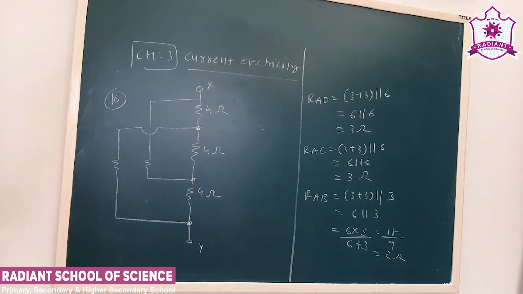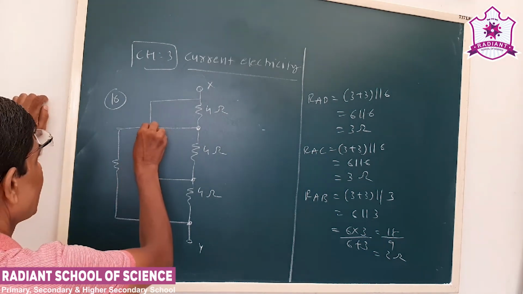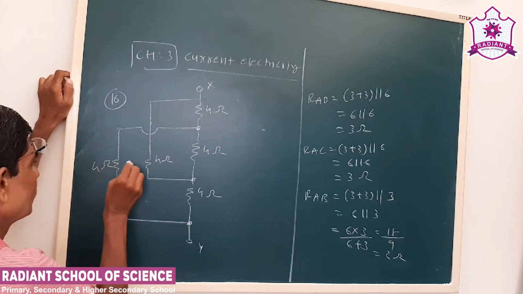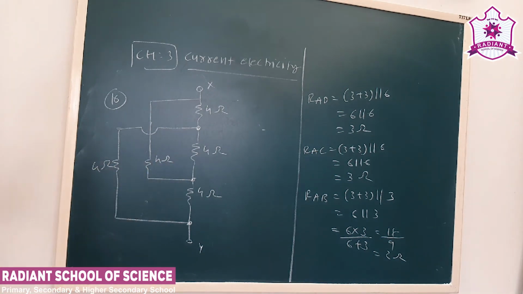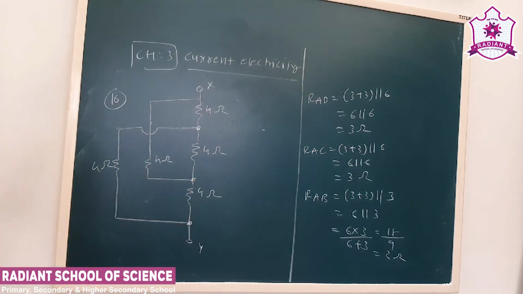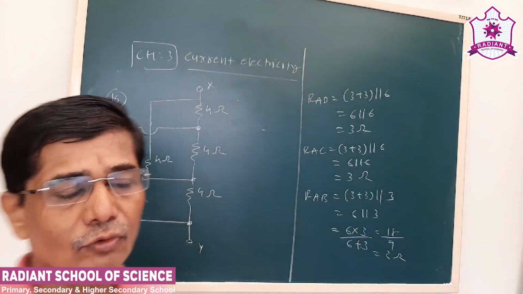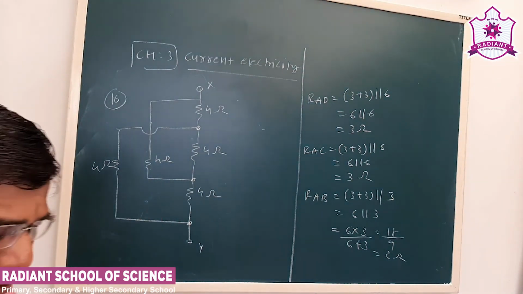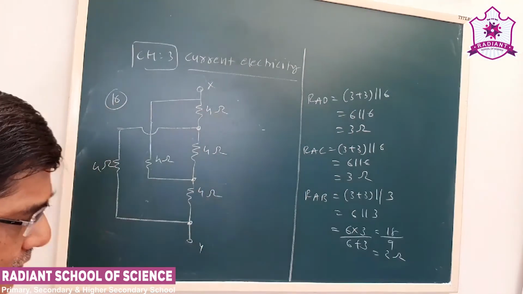See, our resistance network is like this. All resistances are of 4 ohm. Now how many resistors? 1, 2, 3, 4 and 5. There are 5 resistors of 4 ohm. Whenever there are 5 resistors, first we have to think of a Wheatstone bridge.